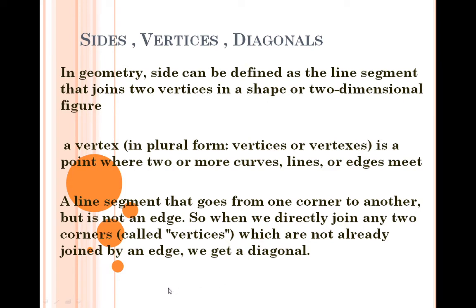Once again, we will read all the definitions of sides, vertices and diagonals. A side can be defined as the line segment that joins two vertices in a shape or two-dimensional figure. A vertex is a point where two or more curves, lines or edges meet. And a diagonal is a line segment that goes from one corner to another, but it is not an edge. So when we directly join any two corners or vertices which are not already joined by an edge, we get a diagonal.